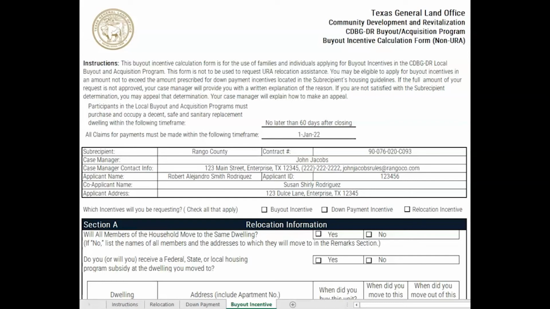In the next row, the applicant should check off all of the incentives that they will be applying for. They should complete a sheet in this calculation form for each incentive checked off.